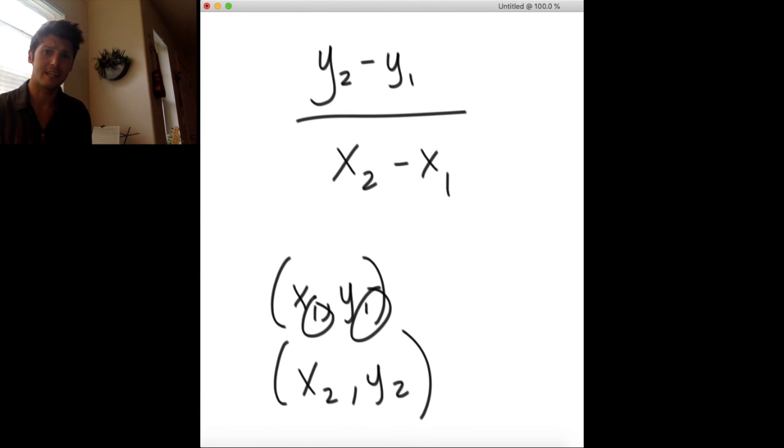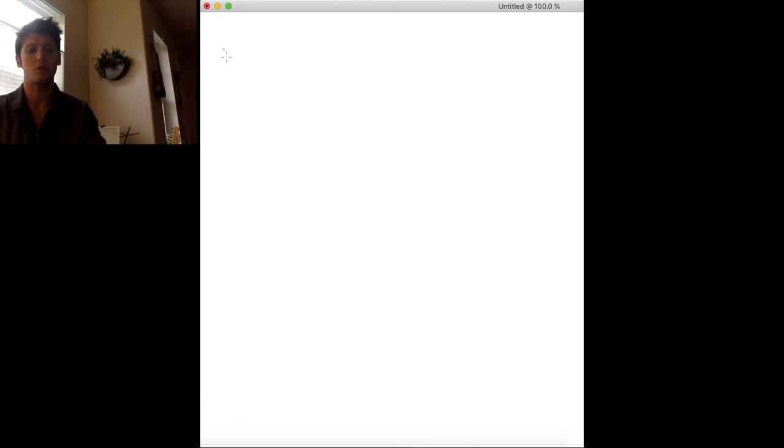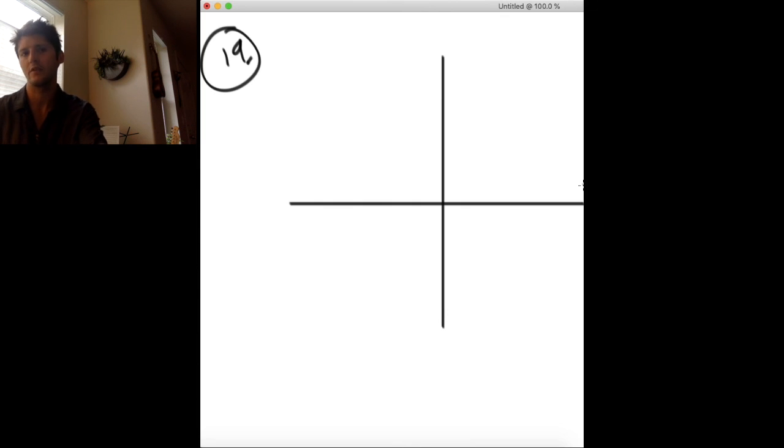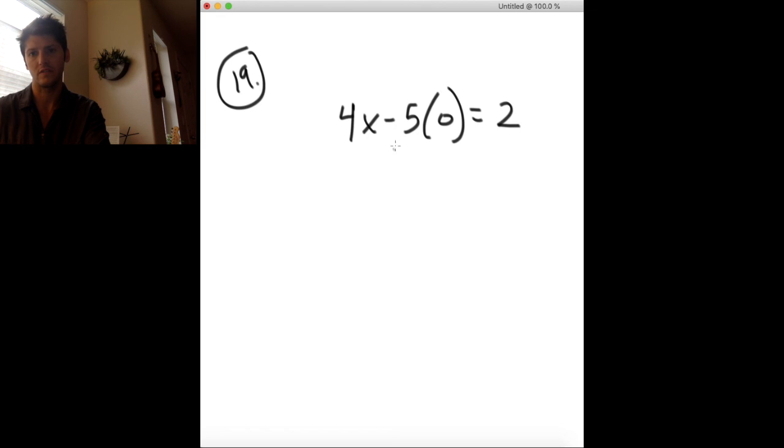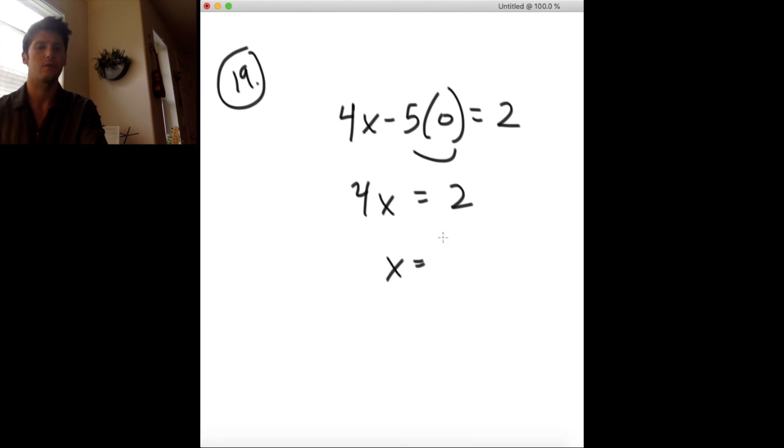Okay, 19. The big idea on 19 is make sure you're clear every time I do a question where I ask about some kind of intercept or something equals 0, or I'm like, what is an x-intercept? Oh, it's a spot where y equals 0. Any spot where y equals 0 that the line crosses, that's an x-intercept. So then all we have to do in this question is say 4x minus 5 times y equals 0 equals 2, and then solve. So 4x equals 2, because this is just a 0. X equals 2 over 4, which is equal to 1/2.